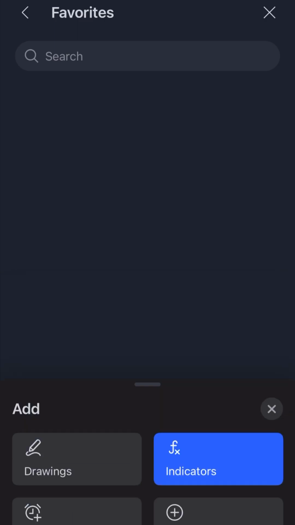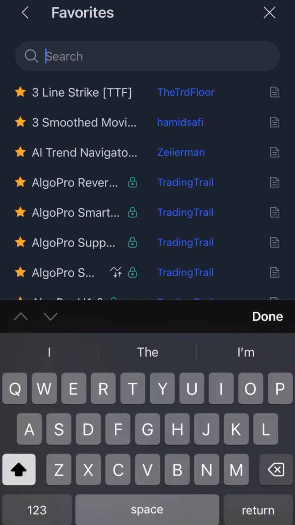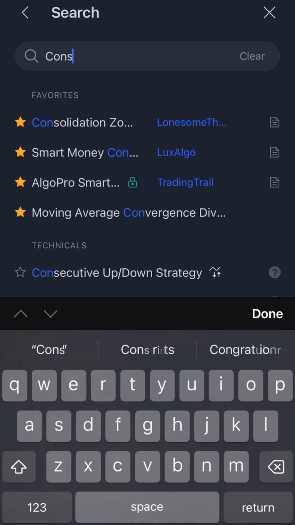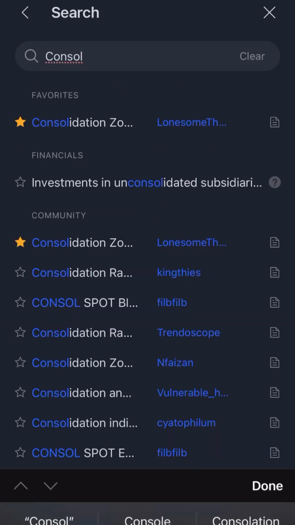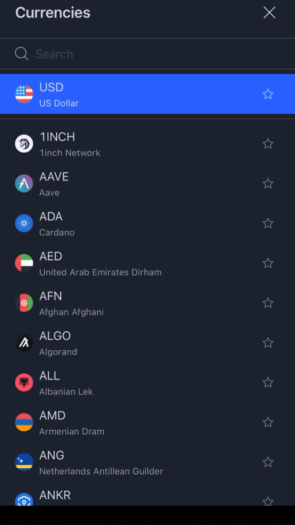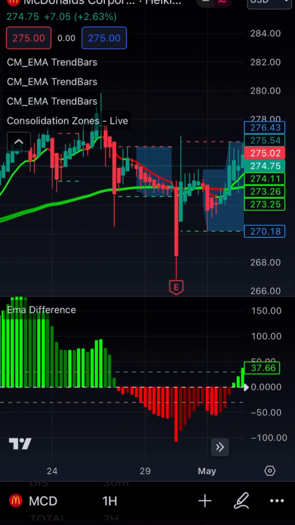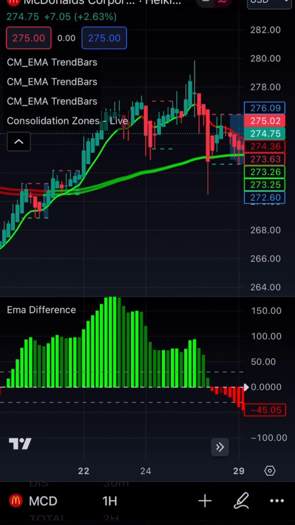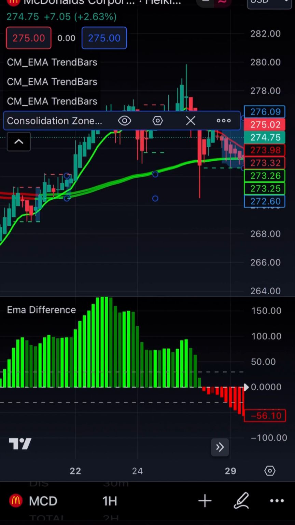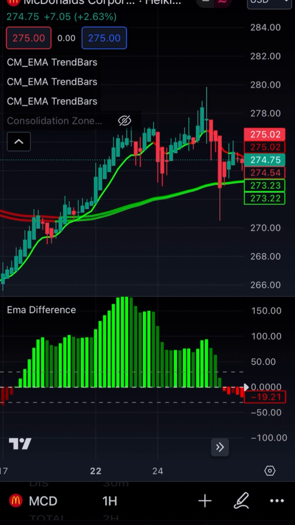Now, make sure you have your consolidation zone on here. You do not want to get in a trade when it's consolidating. And you can see right there that these moments are consolidating. You don't want to do trades when it's consolidating. Let's just do this one right here.